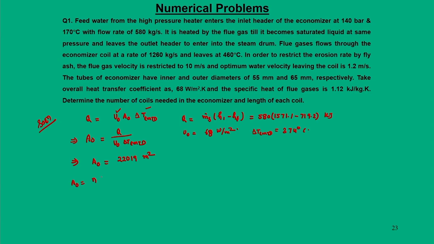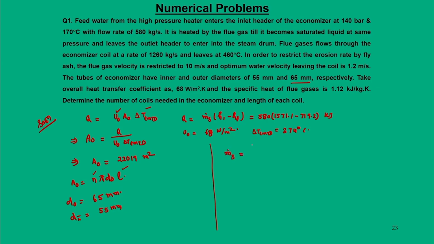Now, once you know this A0, then A0 is number of tubes n pi d0 into L. So, here two unknowns are there, one is n, other is L, and d0 is given as 65 millimeter and di is given as 55 millimeter. To find this, you have to recall these expressions. What is mass flow rate?